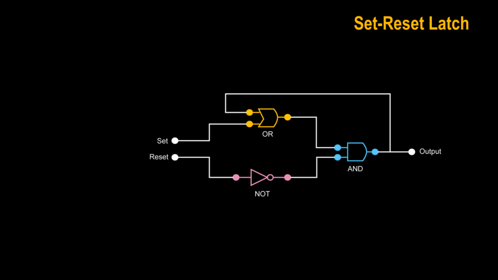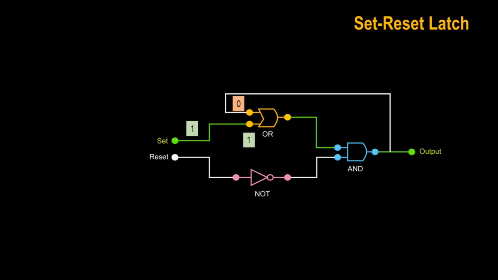Let's see the behavior of the set reset latch circuit. This circuit takes 2 inputs and gives 1 output. Inputs are either 0 or 1. 0 means switched off or no signal. 1 means switched on or having a signal. Outputs will also be either 0 or 1. One input is called a set signal. This is used to set the memory. The other is the reset signal. This signal erases the memory.